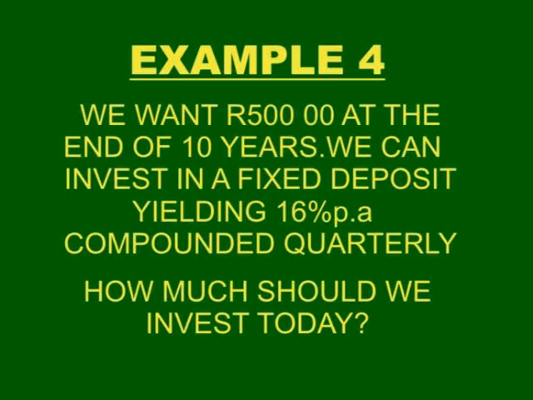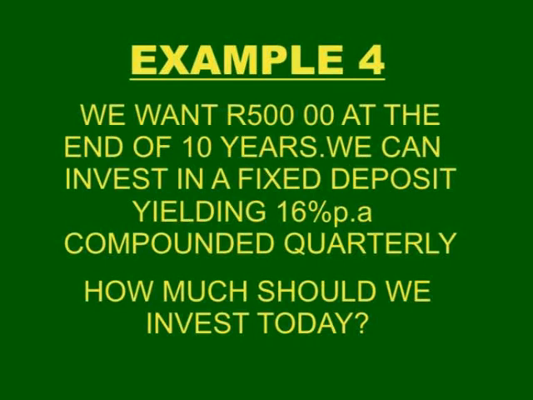Example 4. In this example, we're going to be looking at compound interest that is compounded more than once a year. So far, all of the examples we have looked at have all been compounded once a year. Let us look at this example. We want to have 500,000 Rand at the end of 10 years. We can invest in a fixed deposit yielding 16% per annum compounded quarterly. How much should we invest today?